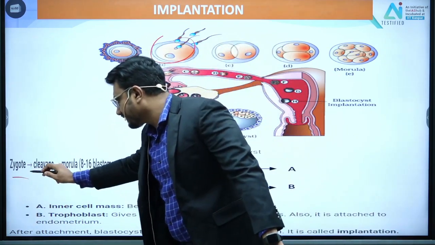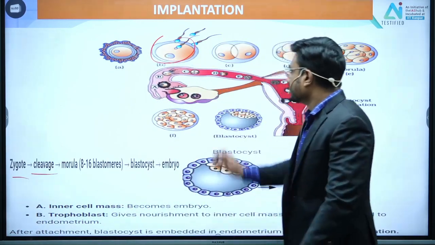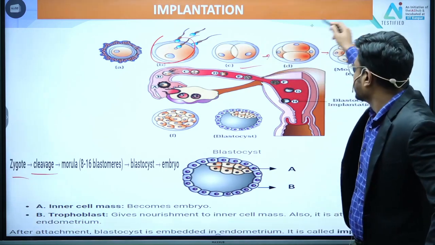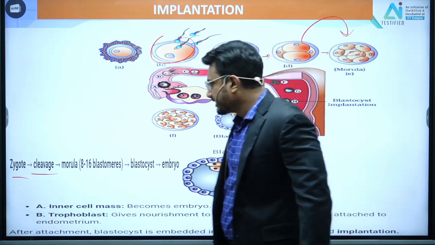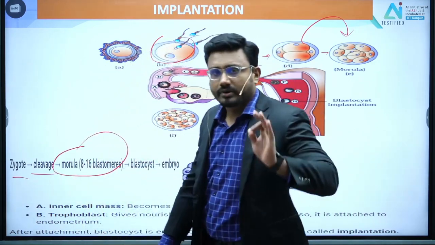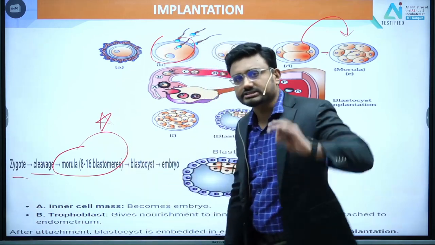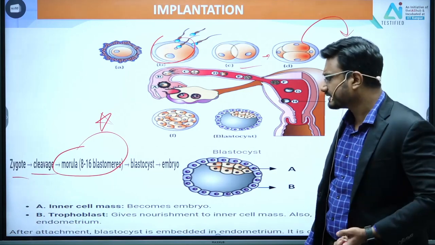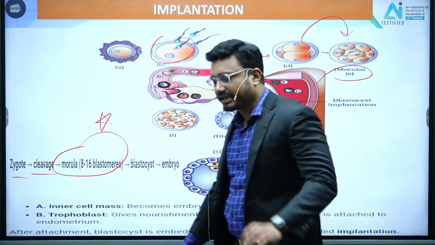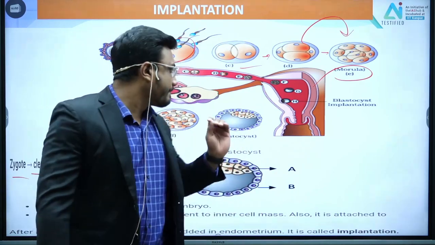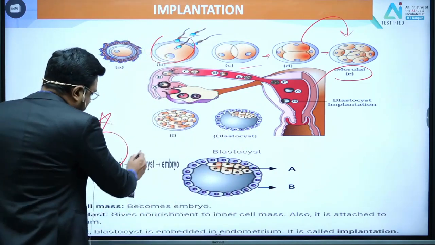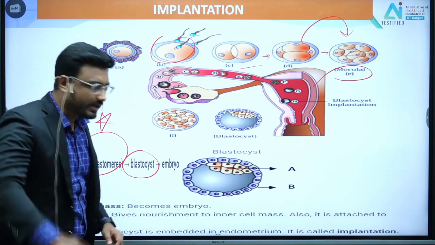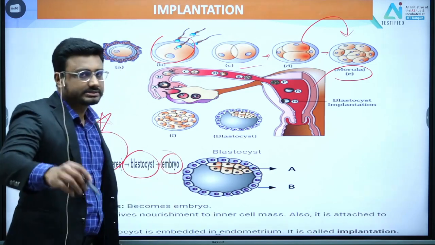After the formation of the zygote, it undergoes cleavage. So it starts dividing here. We can see that it is getting divided into this mass of cells. After quite a few divisions, it leads to the formation of the morula. This is a very important point: the morula consists of 8 to 16 blastomeres. Blastomeres are a group of dividing cells. Okay, and after that, this morula leads to the formation of the blastocyst, which then forms the embryo.